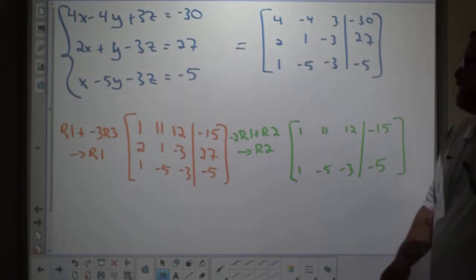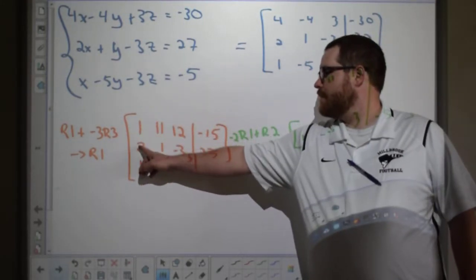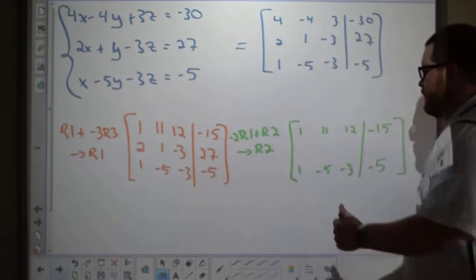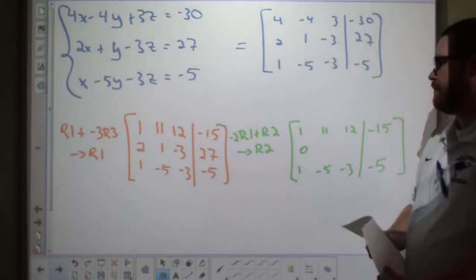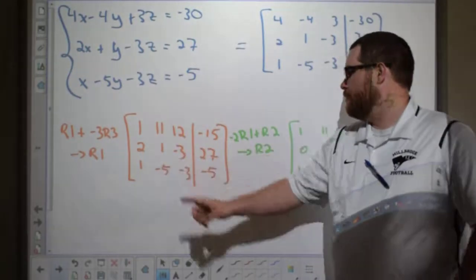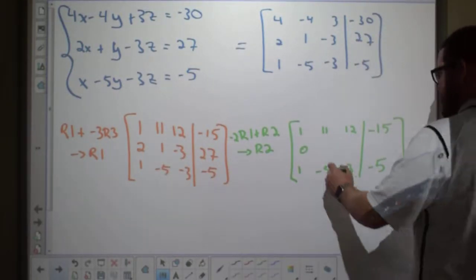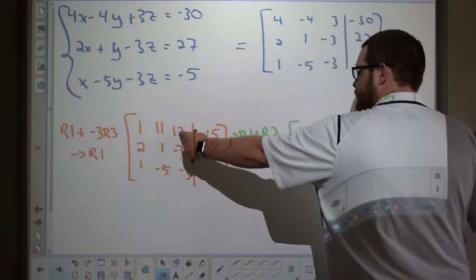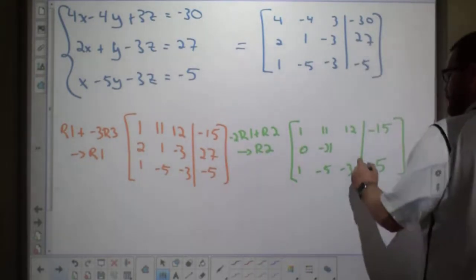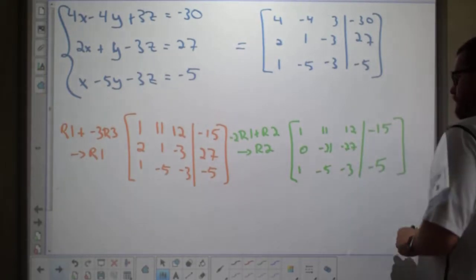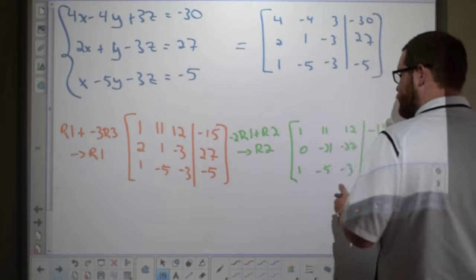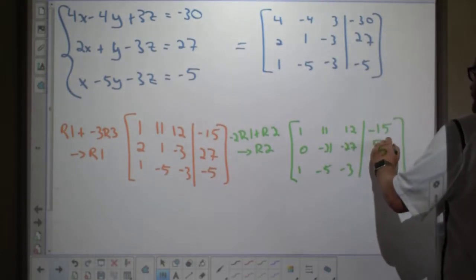So I'm going to do -2 times this, plus this, and put it there. So -2 plus 2, 0. -22 plus 1, -21. -2 times -12 is -24, plus 3 is -27. Negative 2 times negative 15 is 30, plus 27 is 57.